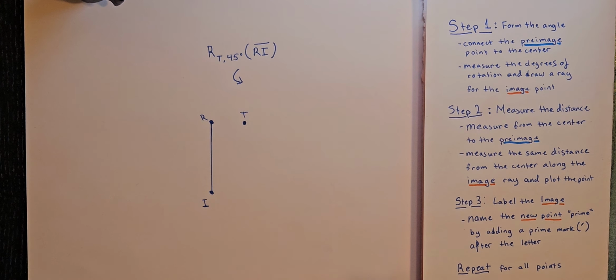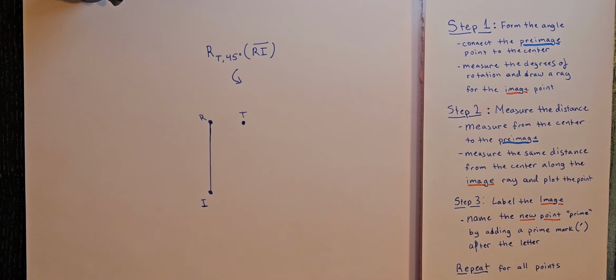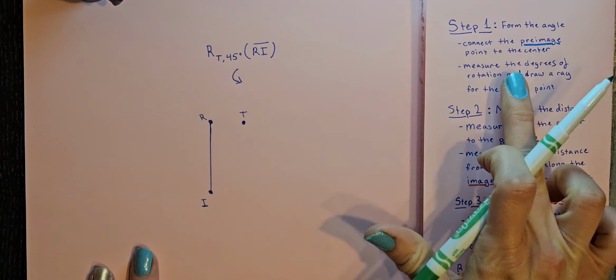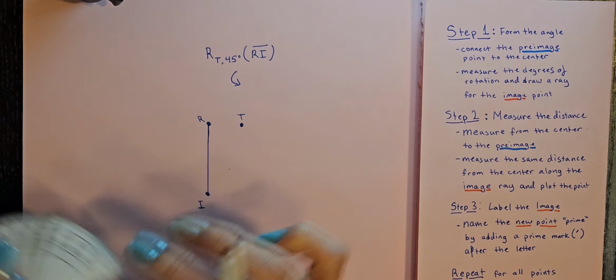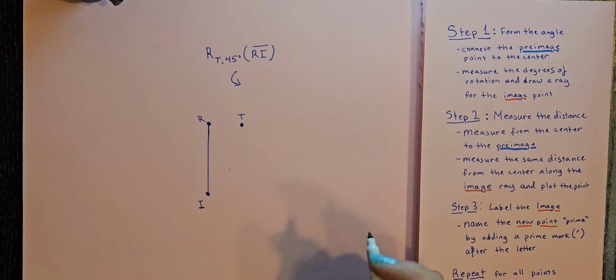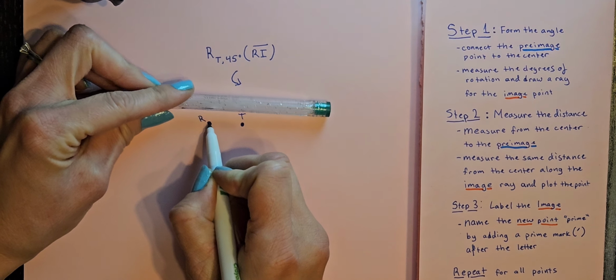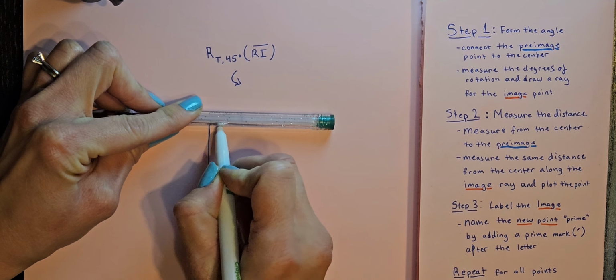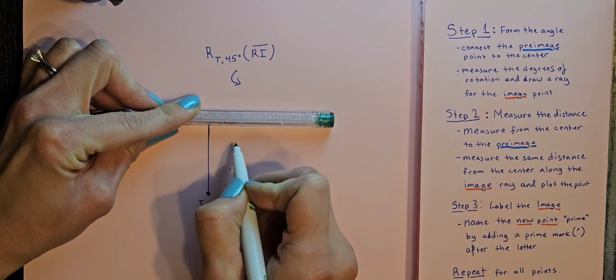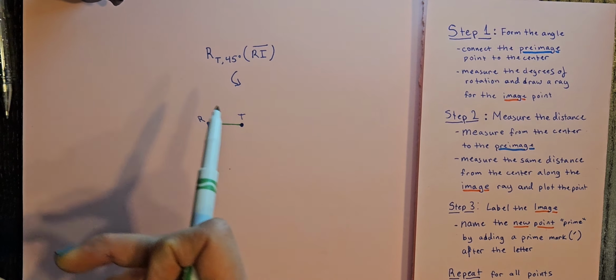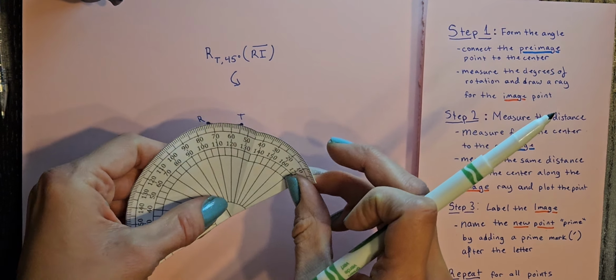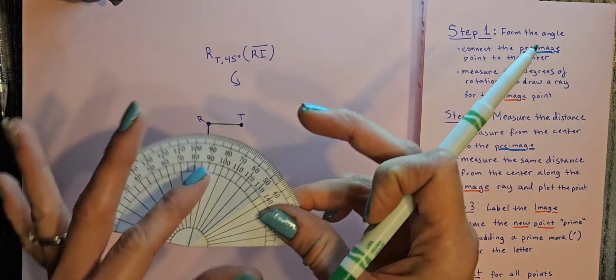So step 1 is that we need to form the angle. So we're going to connect the pre-image point to the center. So we're going to connect point R to point T. And then we're going to measure the degrees of rotation and draw a ray coming out of point T. So we want to measure 45 degrees. So we're going to take our protractor. I'm using a paper protractor here, so I can physically just fold it to make a 45-degree angle that I can trace.